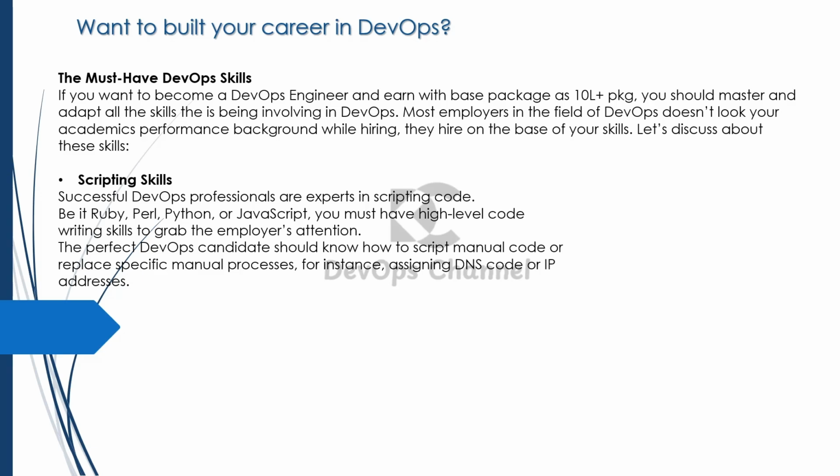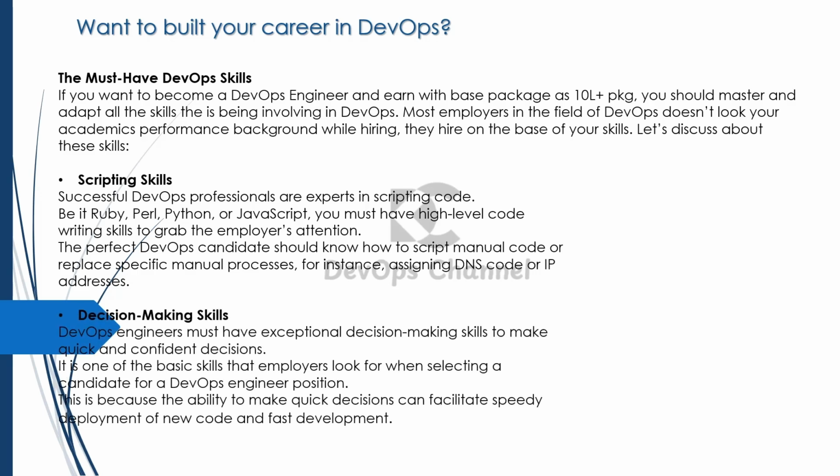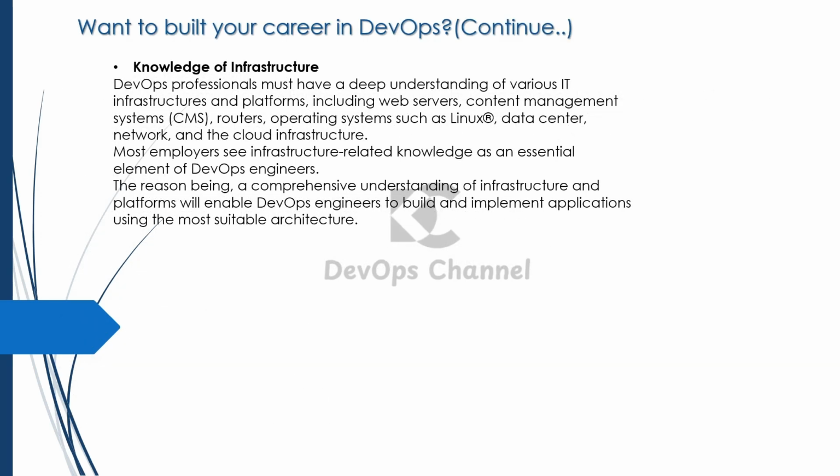That's it for our scripting skills, and it also includes bash scripting. Bash scripting is one of the important skills you should consider if you want to learn DevOps practice, right? Next one is decision making skill. This is a basic skill. It is not only required for a DevOps engineer, it is required for every other role in the IT world. A DevOps engineer must have exceptional decision making skills to make quick and confident decisions, whether individually or in teamwork. You need this because the ability to make quick decisions can facilitate speedy deployment of new code and fast development.